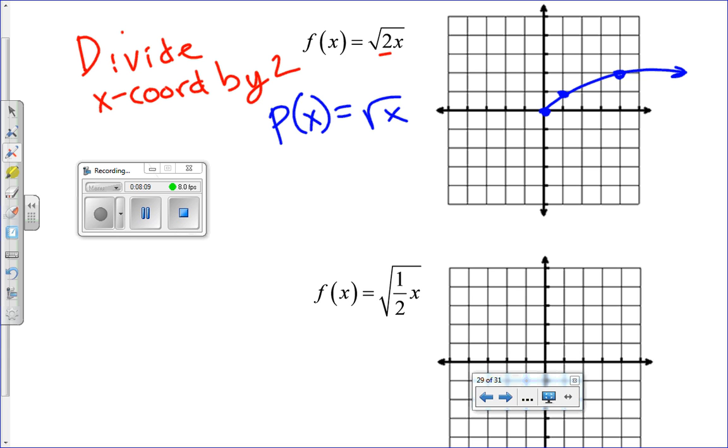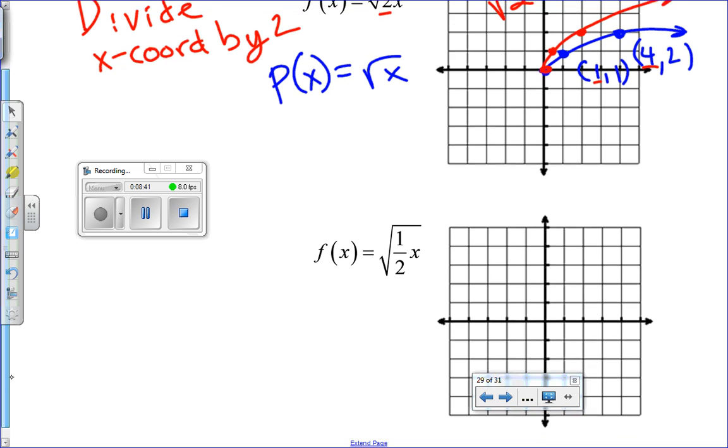And sometimes it helps to write those ordered pairs. Let's do that for a couple of them. This is the point 1, 1, and this is the point 4, 2. So if I take each of those x coordinates and divide by 2, look what happens. This 1 becomes 1/2. This 4 becomes 2. The 0 stays at 0. So what I have here is a horizontal shrink. That's the square root of 2x. It looks like a vertical stretch, but really it's a horizontal shrink because we're pushing it to the y-axis.